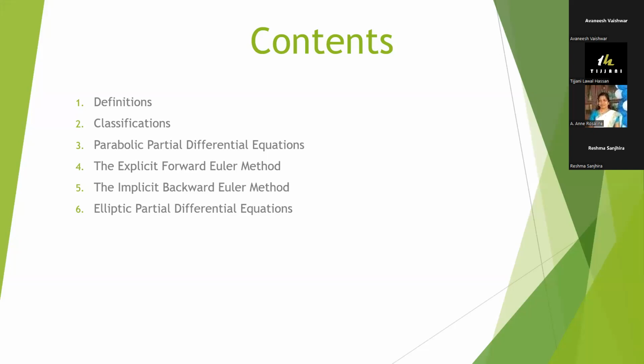So first some basic definitions related to partial differential equations, and in the second part I will classify them. Partial differential equations can be classified into three types: parabolic, elliptic, and hyperbolic. Our topic of talk is parabolic and elliptic partial differential equations. I will focus on parabolic partial differential equations first. There are many methods, but we will mainly focus on what I have given in the content of the presentation: the explicit forward Euler method and the implicit backward Euler method. I will mainly focus on these two methods.